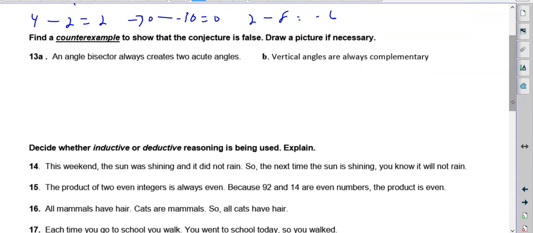Find a counterexample to show that the conjecture is false. Draw a picture if necessary. An angle bisector always creates 2 acute angles. Well, you might think, well, let's see.